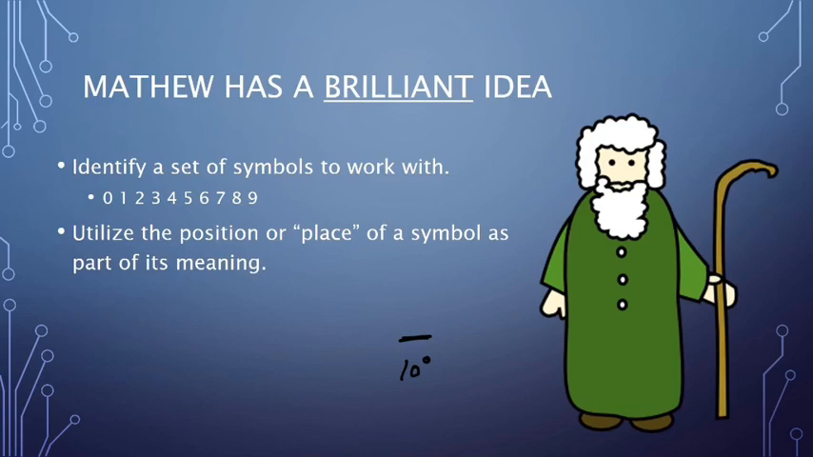Then he realizes that he can utilize the position or place of a symbol as part of its meaning. So, for instance, now you can pay attention to the 10 to the 0. This value down here, or this position, if there's a single symbol that's been written, then Matthew will interpret that to mean that number of 10 to the 0s of something. Okay, and 10 to the 0 is, of course, 1.